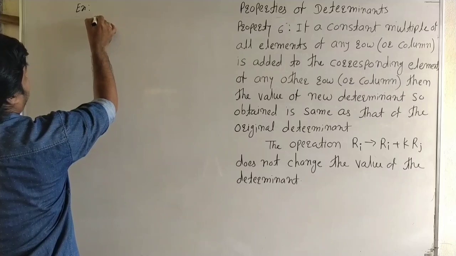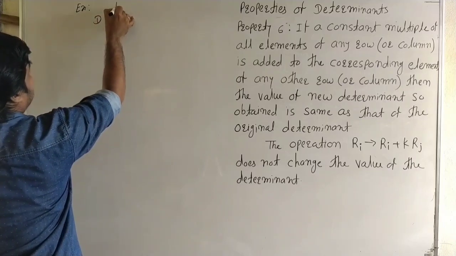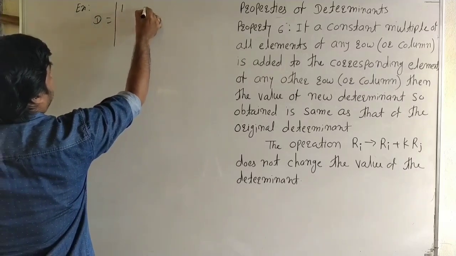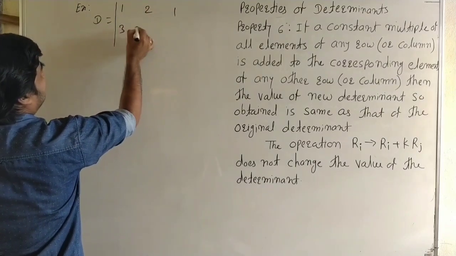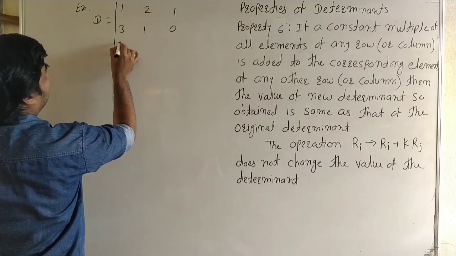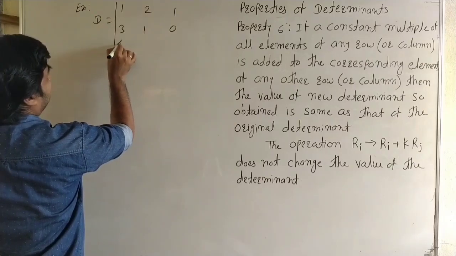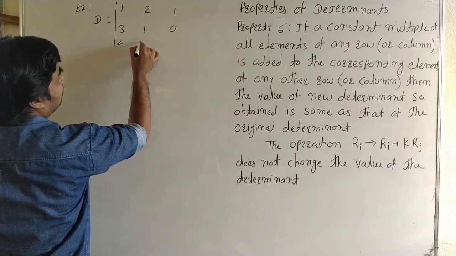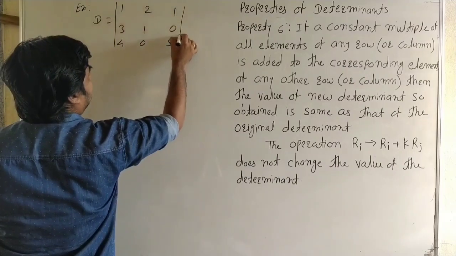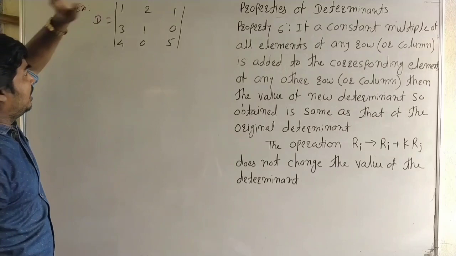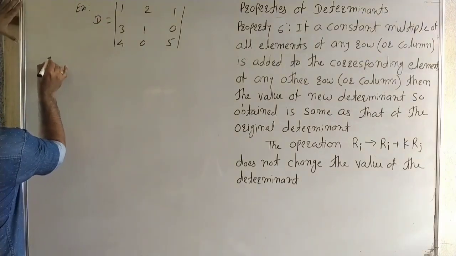Here you can find a determinant: 1 2 1, 3 1 0, 4 0, suppose 5. Okay, here is the determinant. We can find first the value of this determinant.